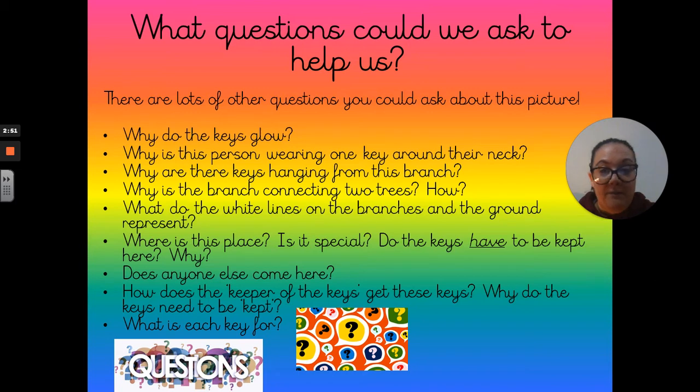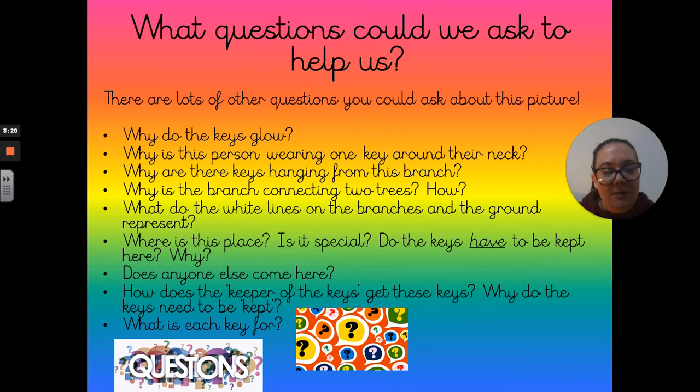So, why do the keys glow? Did you even notice that when you first looked at the picture? Why is the person wearing one key around their neck? Is that the most important key? Is it particularly old? Is it particularly special? Why are there keys hanging from the branch? If this character is keeping the keys, why are they tied so that they hang down? Is that for a particular reason?